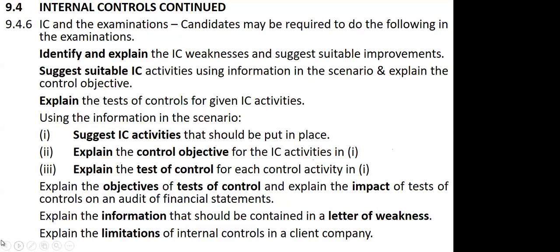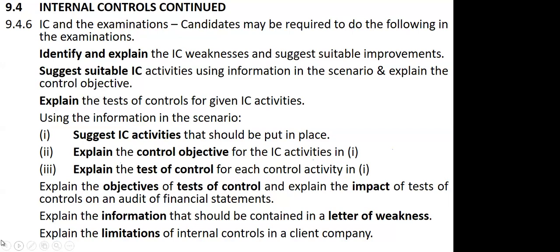It's another way you could be asked in the exam. For example, using the information in the scenario, I just thought I should put this so that you see how it has been examined in the past. Part 1 says suggest internal control activities that should be put in place. Part 2 says explain the control objective. What is the objective of the control activities you have suggested there? Then the last one says explain the test of control for each of those. So we'll see how a question like this can be answered in an effective manner in the exam.